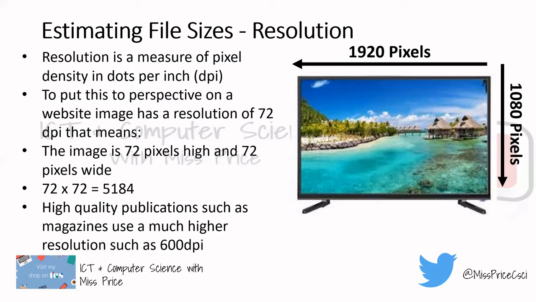So as we can see, the resolution is measured in pixels, and then it's dots per inch. So when you see DPI, that simply means dots, density in dots per inch. And we're going to put this into perspective.